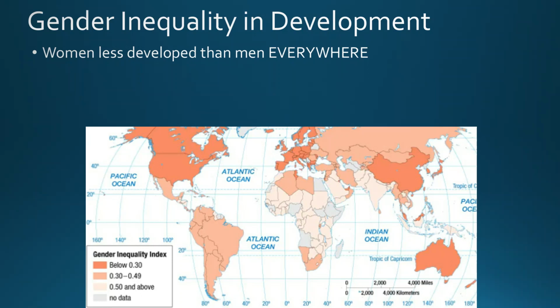We have less access sometimes to education. We also tend to have lower literacy rates. We live longer, but have less education overall and less income.